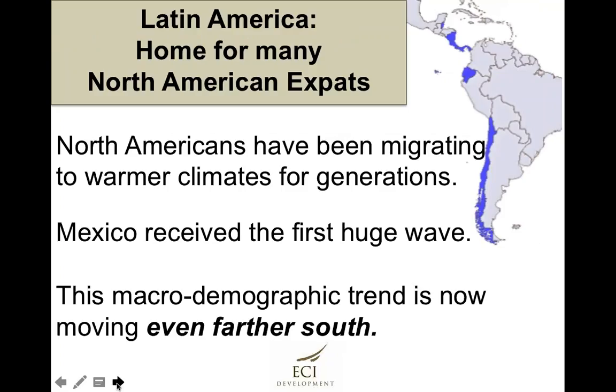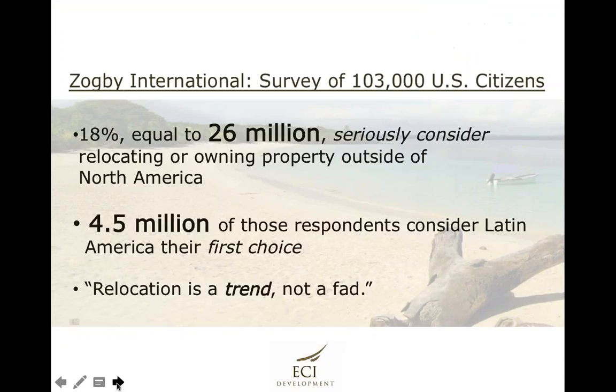This macro demographic trend is moving even farther south. You see it in the Guanacaste region of Costa Rica. You see it out in the Keys. You see it in quite a few areas throughout Latin and South America, mainly because it's just such a quick flight, and the property values are very good bang for their buck.